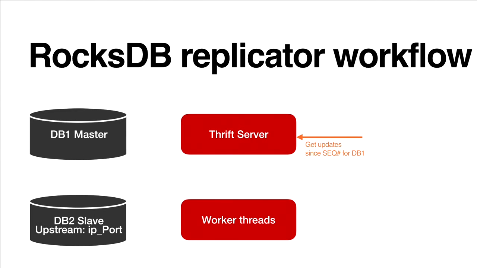Once you get a replicator request, the Swift server will pass it to the work thread pool. Then a work thread will try to query the local DB, say, do you have the update after this sequence number? One thing I want to mention is that we don't do this in the Swift IO thread directly. Instead, we do it in a thread pool because RocksDB API calls may block the thread. We don't want to block the IO thread, so we delegate it to a thread pool.